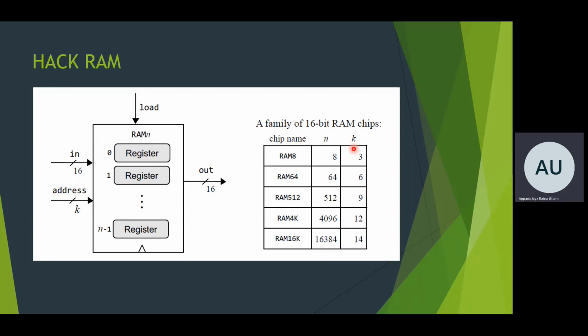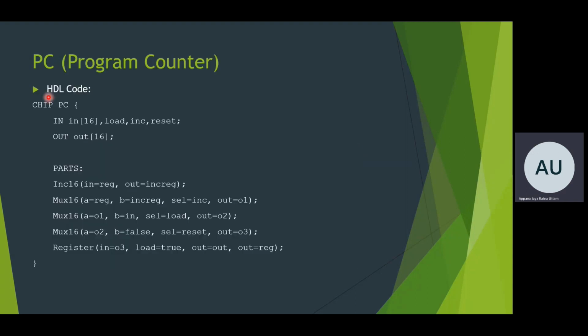This is about the Hack RAM. Next, we'll go to the program counter. The program counter's main job is to increment the count and also go to a particular position if mentioned. If reset is done, then we should get back to the 0 position. So the inputs will be input, load, increment, and reset. Here the output is a 16-bit output. For the parts, first we need to increment. The register is given the 16-bit input, and a mux selects whether it wants the input value, or 0, or to increment by 1. All those values will be stored in the register. There are 3 muxes for the 3 different operations.